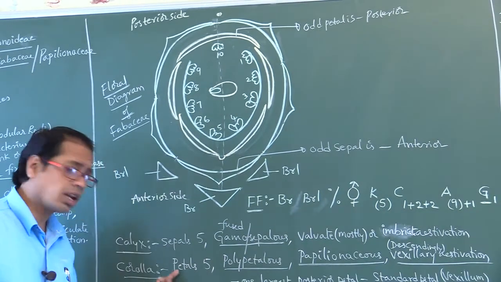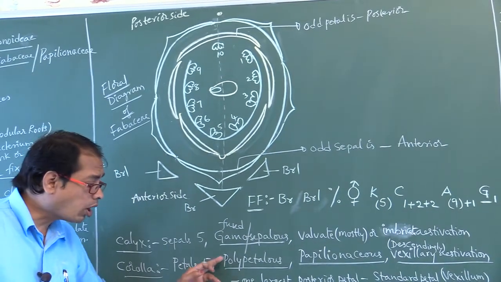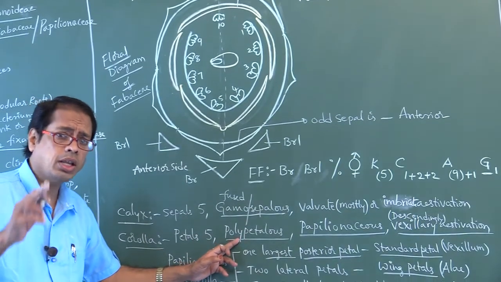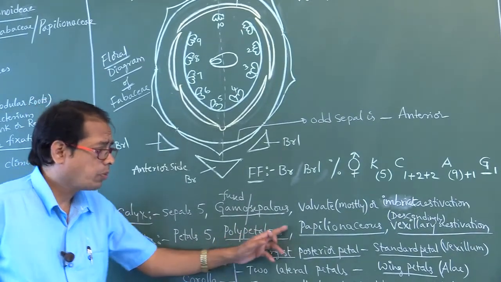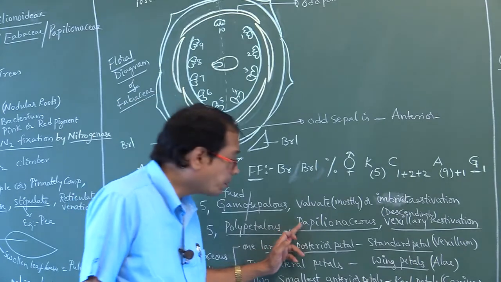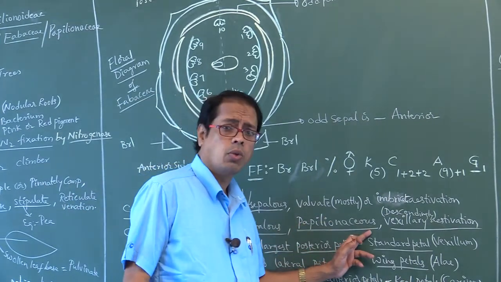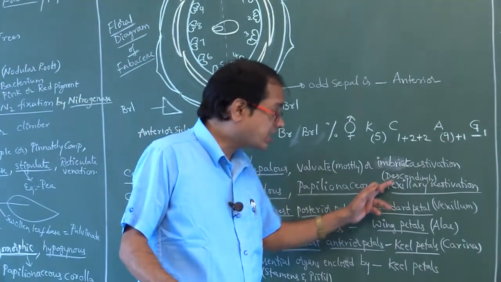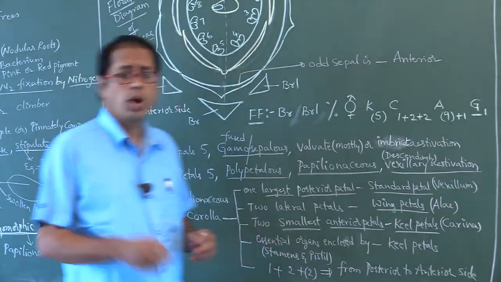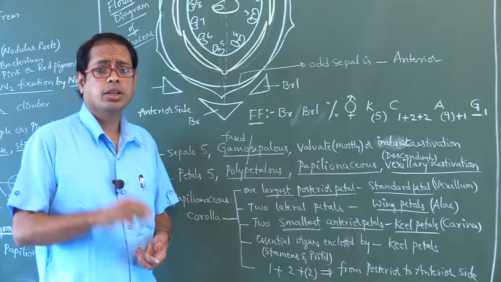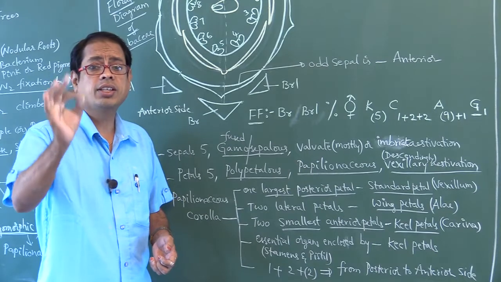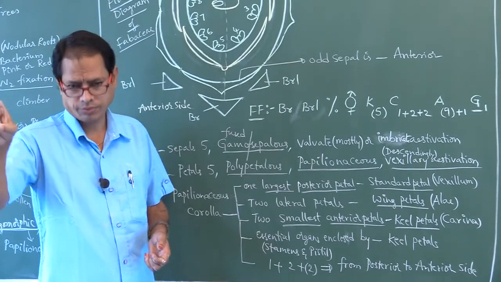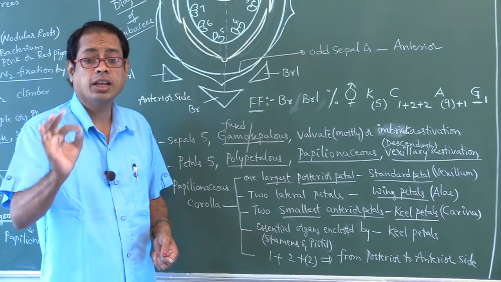So how many petals are there? 5. Polypetalous. Poly means free. Right. What type of corolla do you call it? Papilionaceous corolla. What type of aestivation? Vexillary aestivation. So one point you have to recall, my dear students. In Fabaceae, vexillary aestivation is present. True.